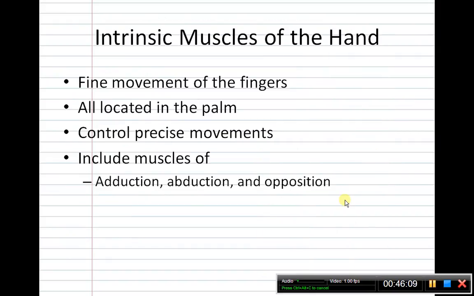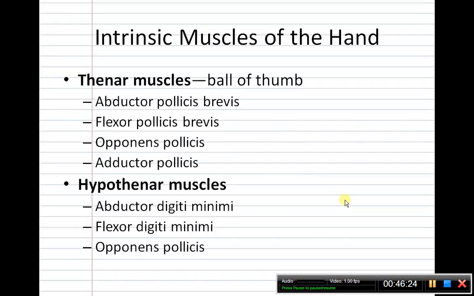Right. I am not going to have you accountable for the intrinsic muscles of the hand. This is a little bit more detail. If you're going to become a plastic surgeon or you're going to work for a plastic surgeon, then they'll make you go through and relearn these. But there's so many muscles in the hand that I'm not going to waste your time thinking about them. Right. But I will point them out.